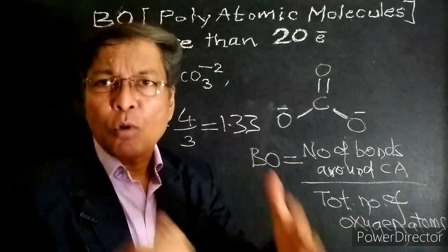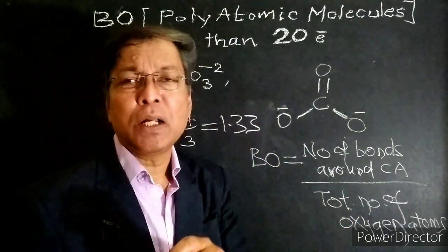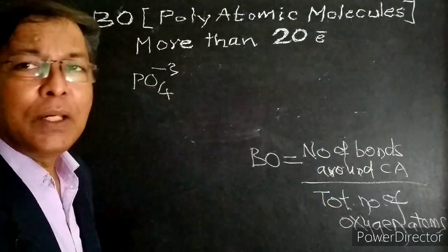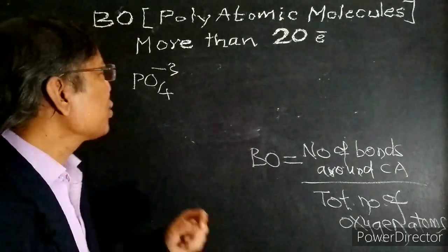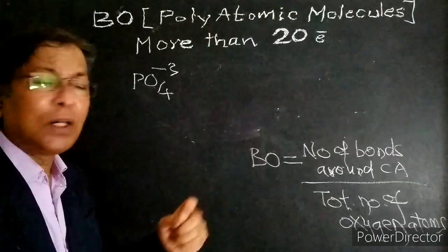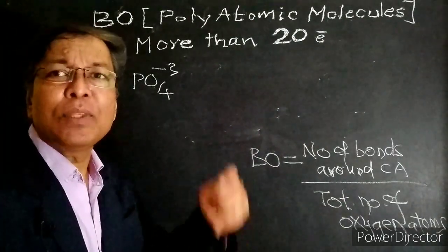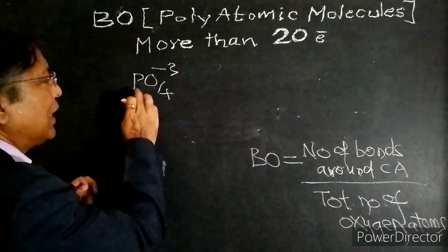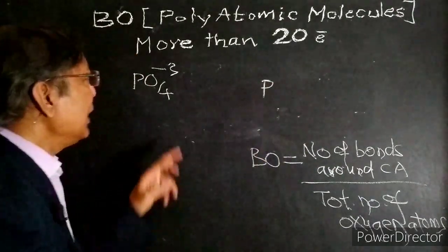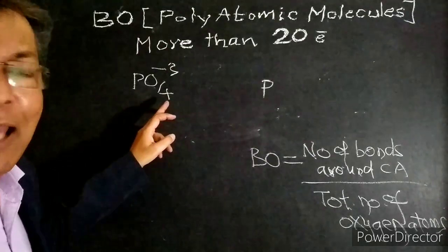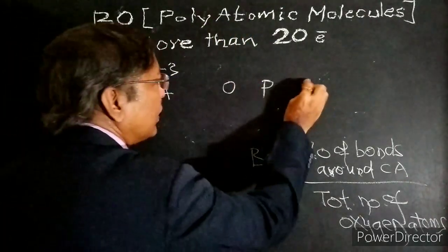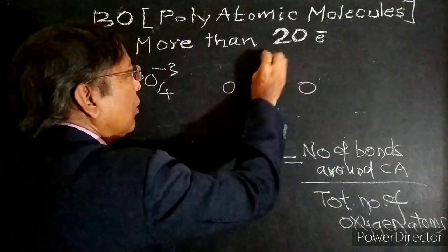Let us consider more complicated and more difficult examples. Let us find the bond order in case of PO4 minus 3. First step, we have to draw the structure of PO4 minus 3. We have to write the central atom first. How to detect the central atom? The atom which is present in less number, that is phosphorus, so it is the central atom. Now we have to distribute the remaining atoms around the central atom. There are 4 oxygen atoms, so I distribute 4 oxygen atoms around the phosphorus.